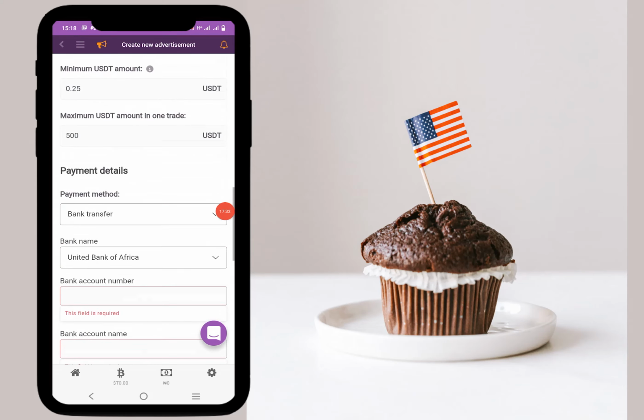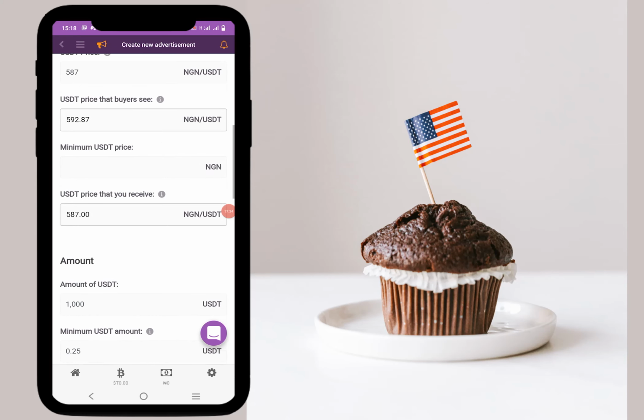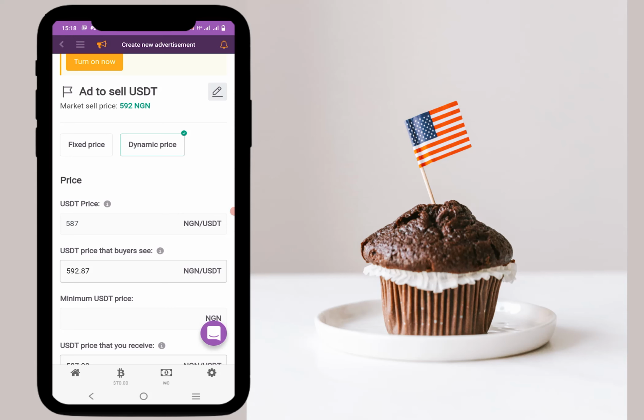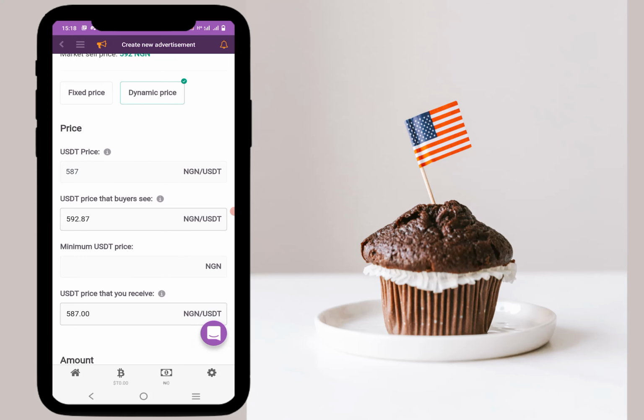Whenever you're fixing a price for minimum USDT, it simply means that this is the minimum amount I want to sell at. So even when the price is fluctuating and other things are happening, please just ensure you keep adjusting this price for me so that I can still be able to sell my ads. So if the price drops down, it just adjusts itself at the same time. That's why it's called dynamic price.